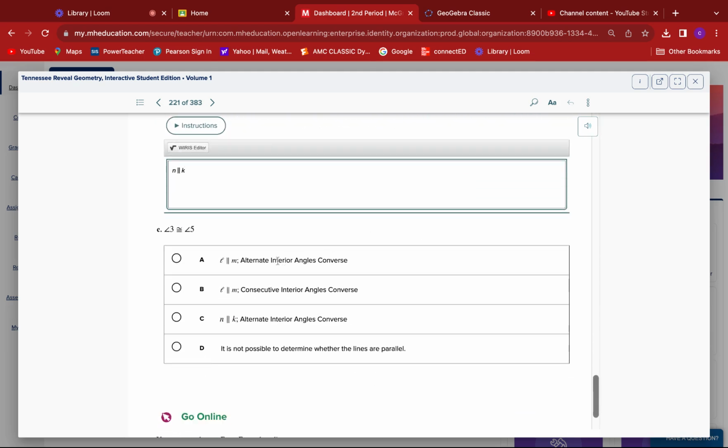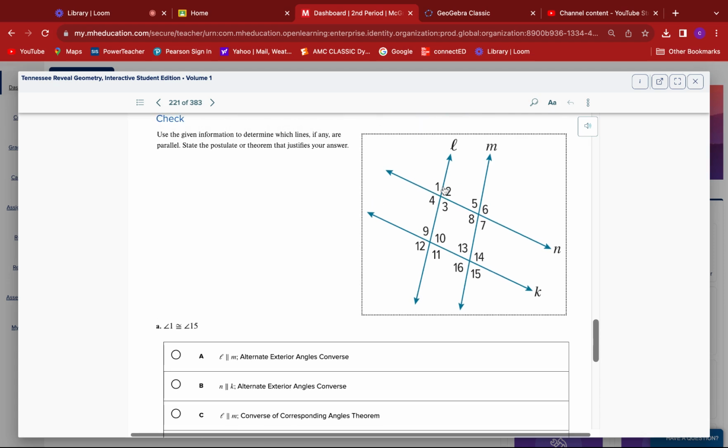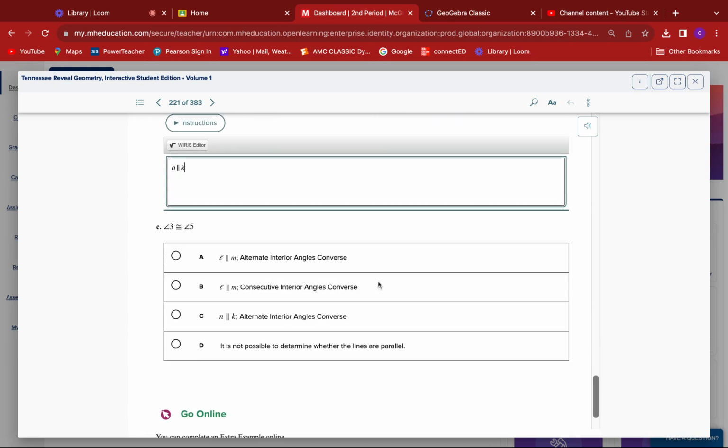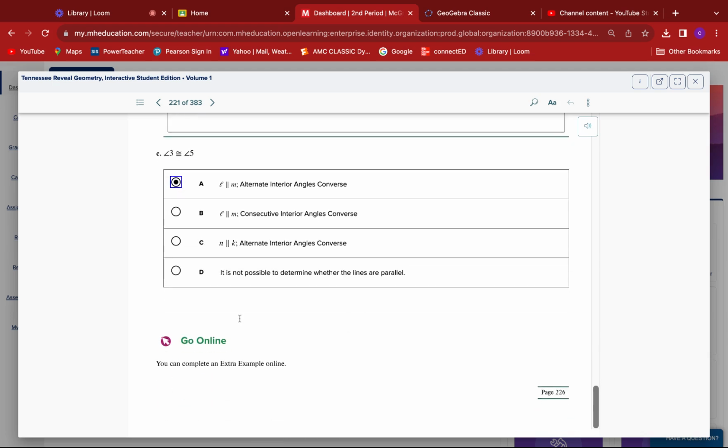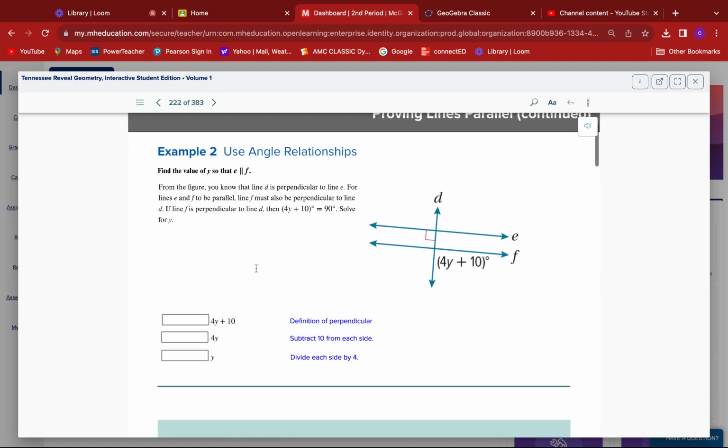So I'm looking for alternate interior. Uh-oh, look at this. I got 2 alternate interiors. They're trying to trick me. One more time. They are on N, because it's 3 and 5, but it's passing L and M. So L and M have to be the ones that are alternate interior. They're trying to trick me. Well, you can't get me this time.